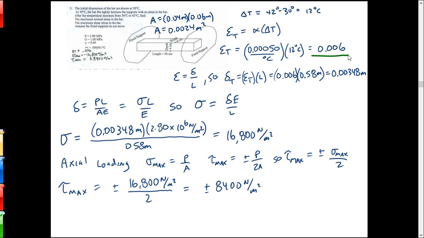Now that bar fits snugly between the supports. So if the strain is 0.006 and the original length is 0.58 meters, that thing wants to lengthen 0.00348 meters. But it can't, because the walls are in the way. But the way I think about this is that it starts out an extra 0.00348 meters long. So in my mind, I just think of that as being a little bit extra long, like so.